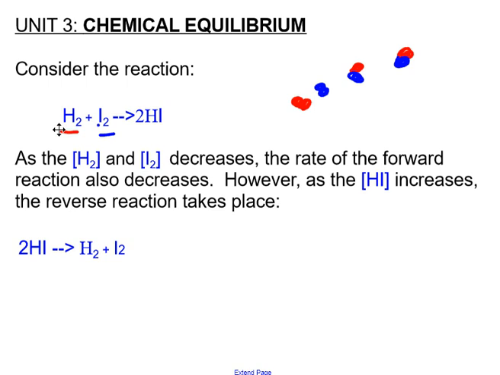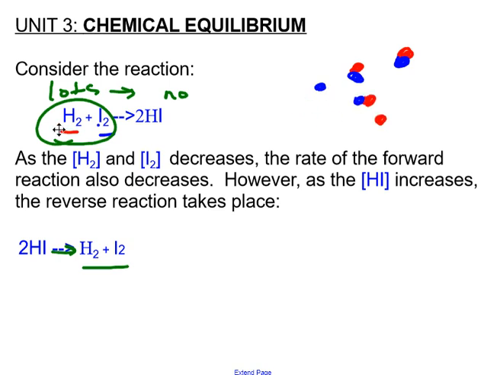So at the beginning, we have lots of hydrogen and iodine, and so the forward reaction is quite fast, and we have no hydrogen iodide. But as the hydrogen iodide concentration increases, eventually the reverse reaction takes place, and hydrogen and iodine start to reform. An interesting thing happens because we're going to reach a position where every time one hydrogen and iodine react to form hydrogen iodide, another set breaks down.